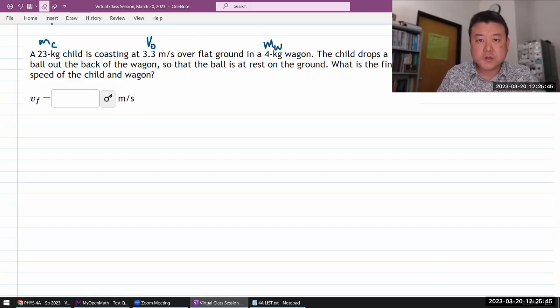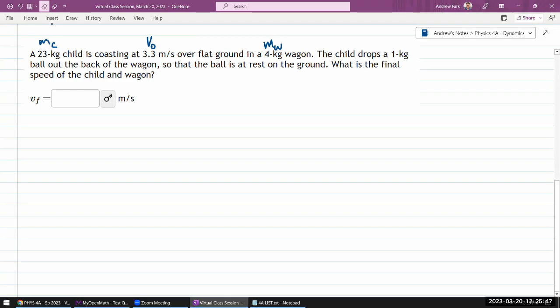The child drops a 1 kilogram ball, so mass of the ball, out the back of the wagon. Oh, that's interesting. So the ball is at rest on the ground. So I have a velocity of the ball, final, that's going to be 0 with respect to ground. Okay, what is the final speed of the child and the wagon?